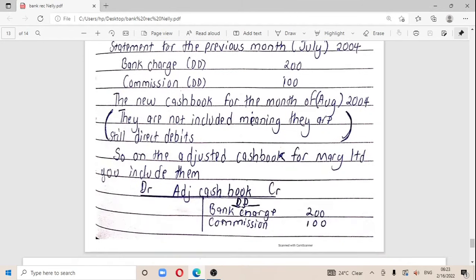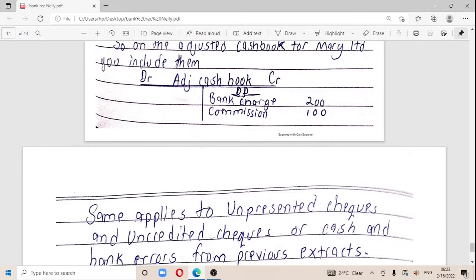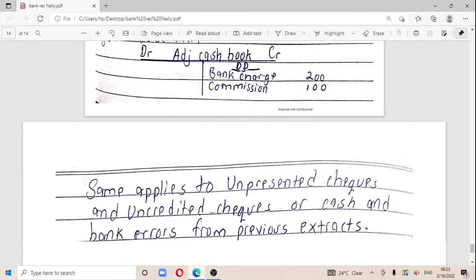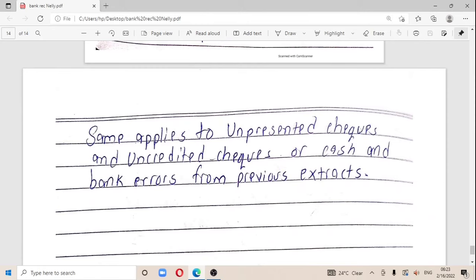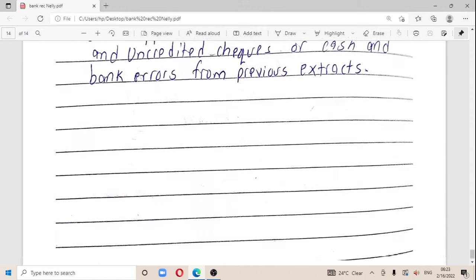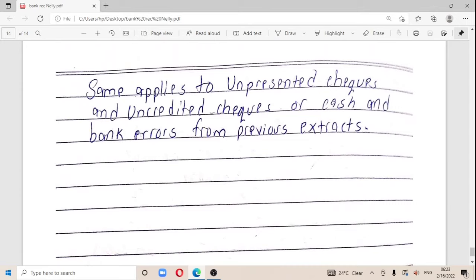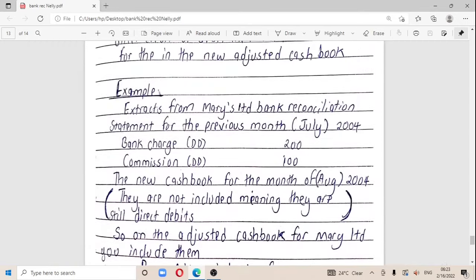So what you have to do is go to the adjusted cash book of Mary Limited for the month of August, and then you say direct debit of bank charge and also commission, 200 and 100. And then you treat them accordingly. The same will apply to uncredited checks and unpresented checks or cash and bank errors from the previous extract. If there are still errors, if they're still unpresented and uncredited, you treat them accordingly. It will be like a continuation.